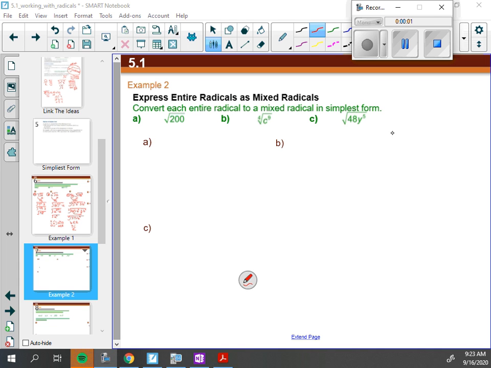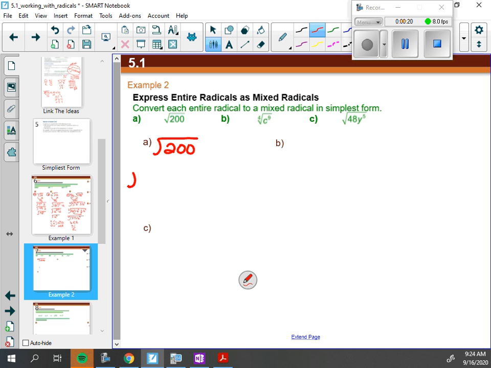Example 2, convert each entire radical to a mixed radical in simplest form. So we've kind of been practicing this when we did our quadratic formula. So the first one's the square root of 200. And again, try to pick the largest perfect square that fits into there. What's the largest perfect square that divides into there?